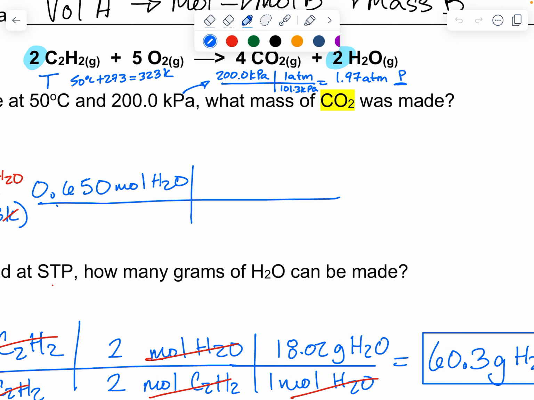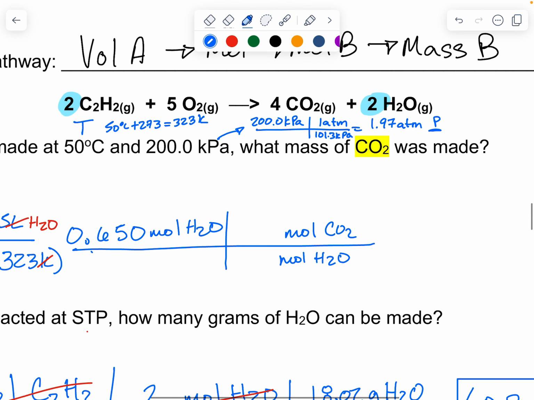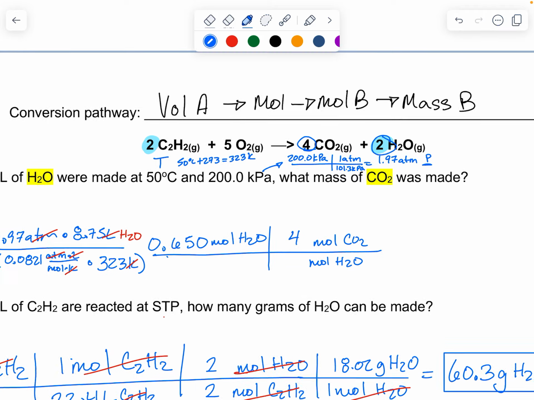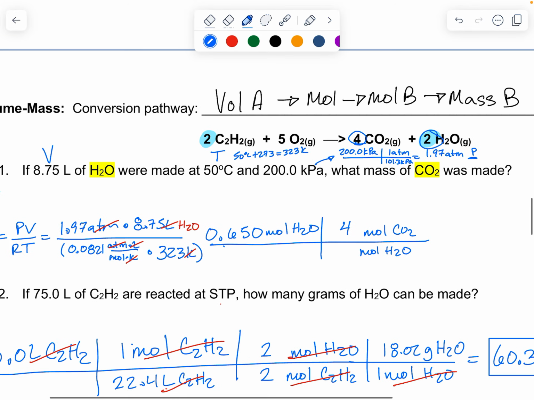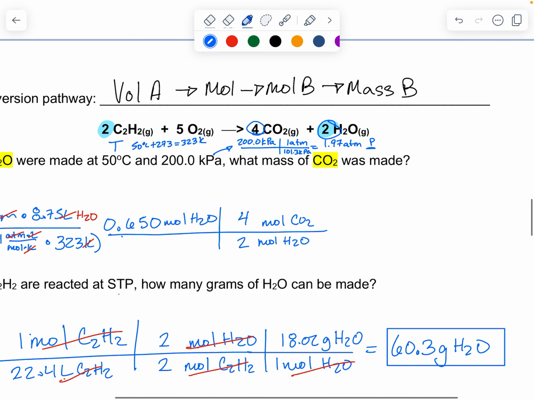0.650 moles of water. We've got moles of water on the bottom. In this case, we're going to go to moles of carbon dioxide on top. And I've got to look at my ratios. Looks like there's a 4 in front of the carbon dioxide and 2 in front of the water. And one last step. We want to figure out what mass of carbon dioxide was made.